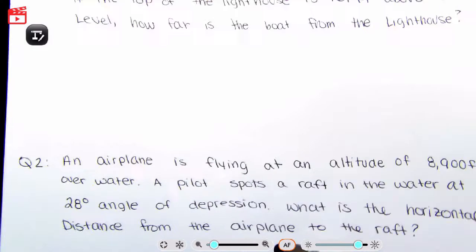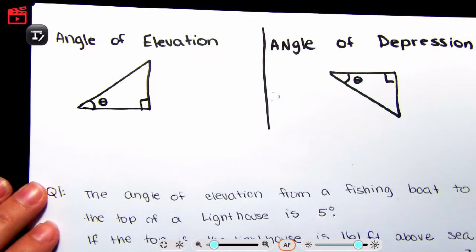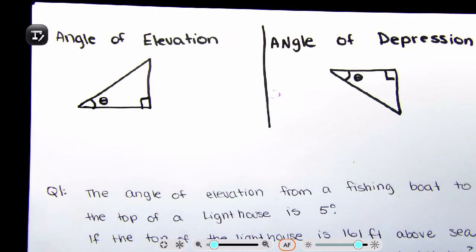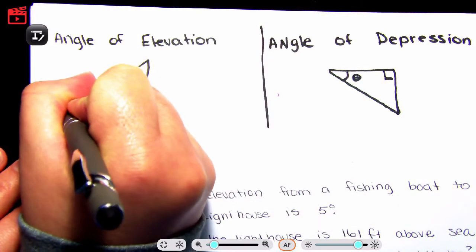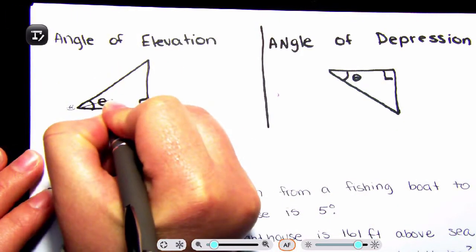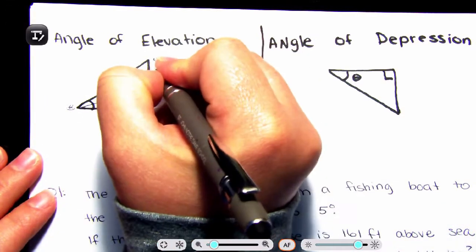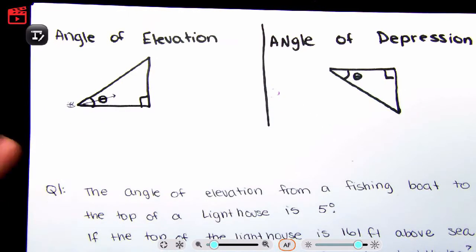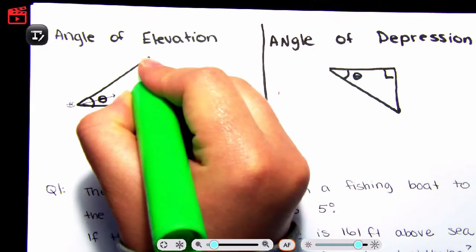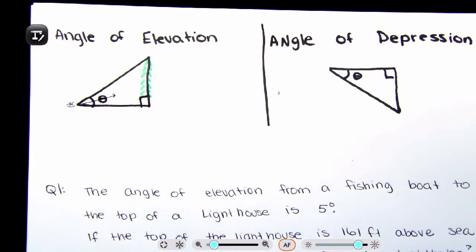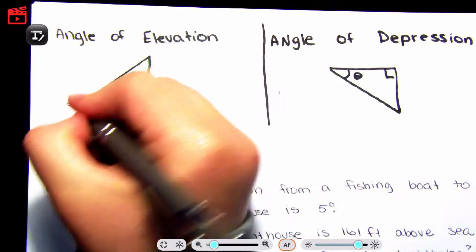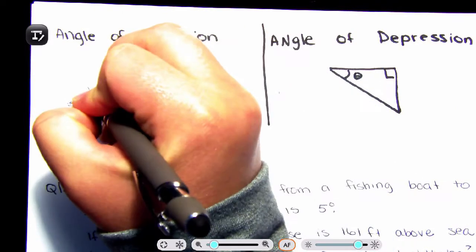Moving on. There are two types of word problems that you're going to deal with. You're going to have an angle of elevation and an angle of depression. Angle of elevation says if this is your eyeball, you're looking through the angle, and this is the item that you want to look at. Let's say you have a tree. Here's a little tree, and let's say you're looking at the top of the tree. So this is your line of sight.